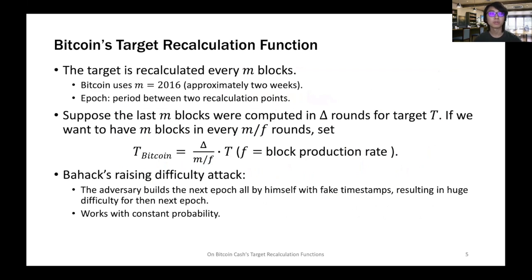So before we talk about Bitcoin Cash's target recalculation functions, let's first take a look at Bitcoin's target recalculation mechanism. It is well known that Bitcoin uses M equals 2016 blocks, which is approximately 2 weeks, to adjust its targets. And the new target is based on the target in the previous epoch, and is adjusted proportional to the time elapsed to generate these blocks. Besides, Bitcoin also has a mechanism to solve the rising difficulty attack by setting an upper bound and a lower bound on how much the target can be adjusted at a time.